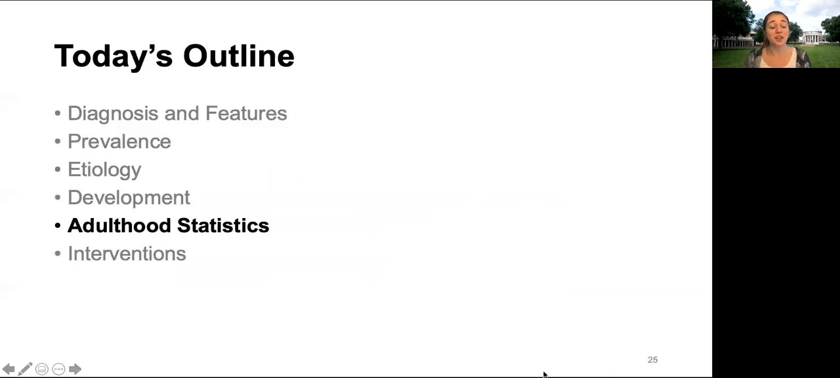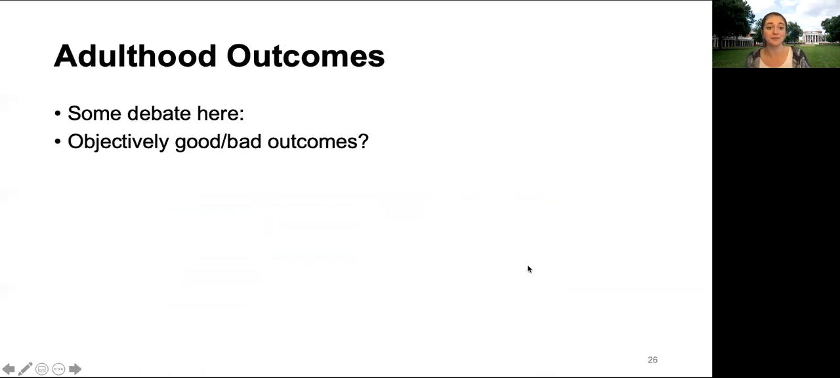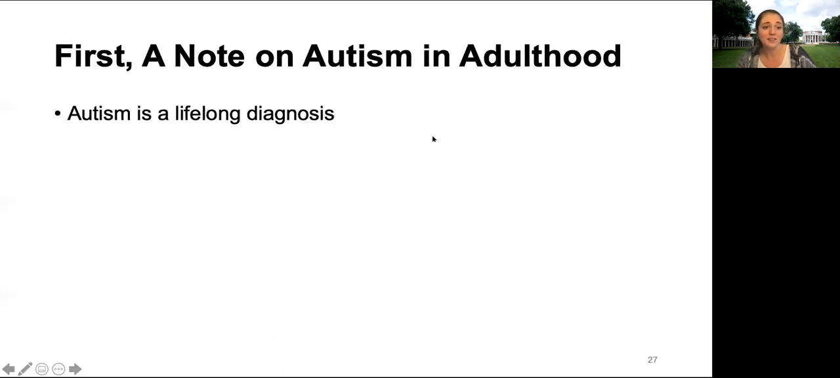So that's just a quick note that I wanted to make on development as well as theory of mind. Next, we're going to talk some about adulthood statistics. So there's some debate when we talk about adult outcomes in autism of what we even study or what we should be looking for. And that'll continue to come up throughout this section of the lecture. But basically, we're going to start out by considering something that is a little bit more likely to be agreed upon as an objectively desired outcome.